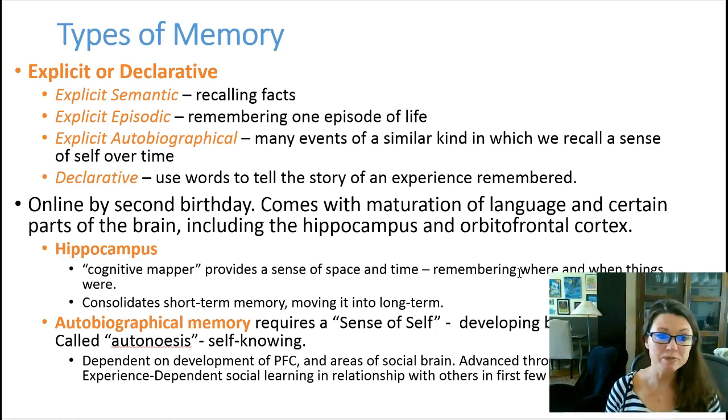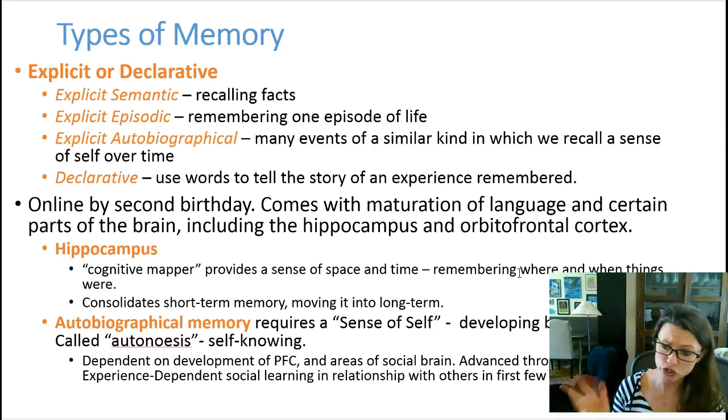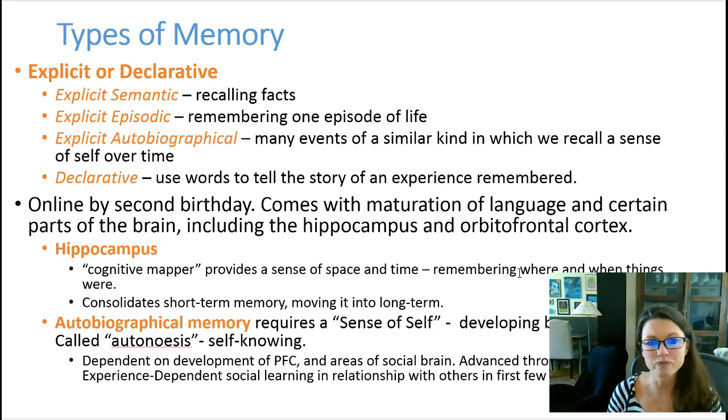So let's look at this. Explicit has three different types. Explicit semantic is the recalling of facts. So if you're studying for something, like what are the stages of Erikson's theory, those are the facts. Anyway, recalling facts. Explicit episodic is remembering one episode of life. I stood there and looked at the Eiffel Tower. I remember that one episode.